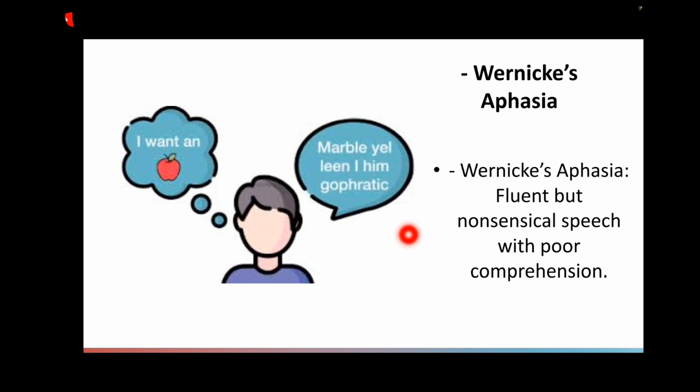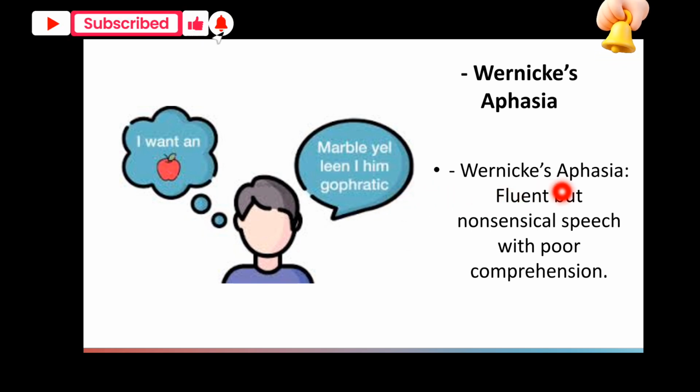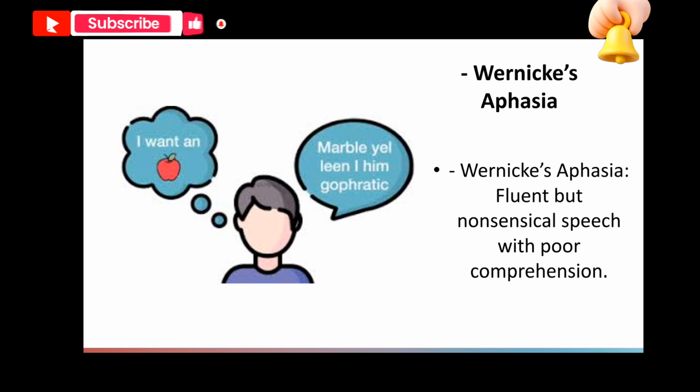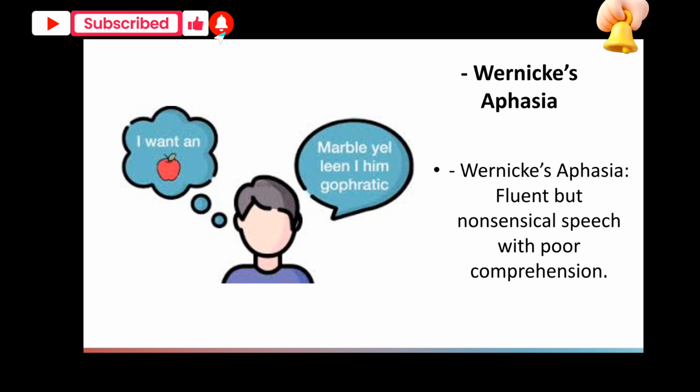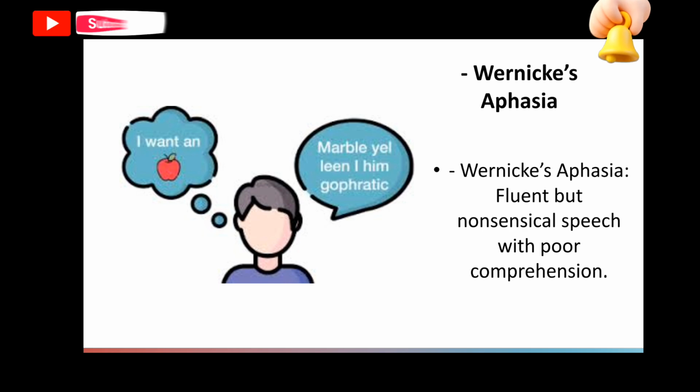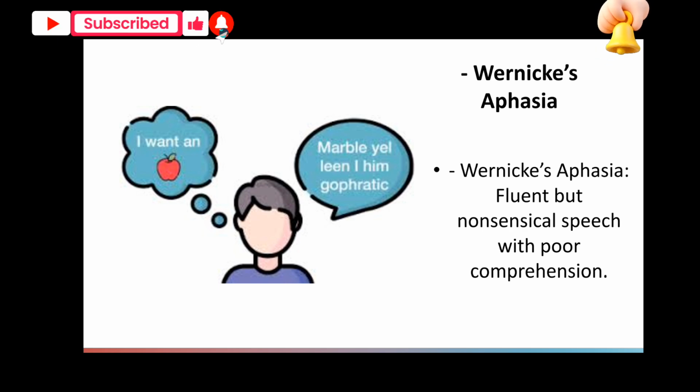Now Wernicke's aphasia, fluent. You will be able to speak fluently, but with nonsensical speech and poor comprehension. You will have a problem with understanding. For example, I want an apple. You will be able to say this, but you can't understand, you won't comprehend. You will say something nonsensical that won't be understandable for you, right?